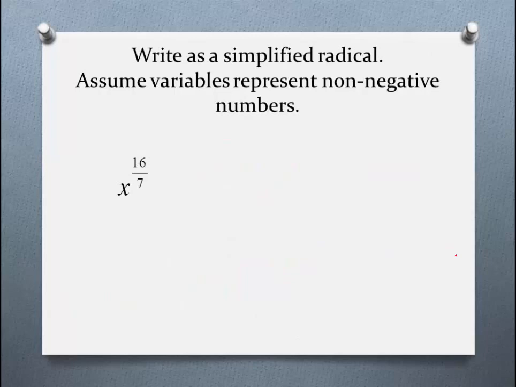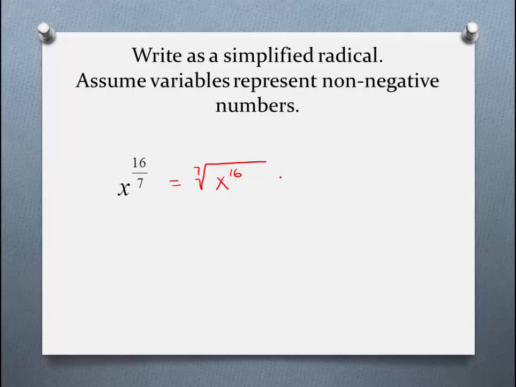The last topic here is how to simplify a radical when it's given to you with a rational or a fractional exponent. So recall that x to the 16 over 7, the denominator is the index, and the numerator is under the radical. So this is the seventh root of x to the 16th.